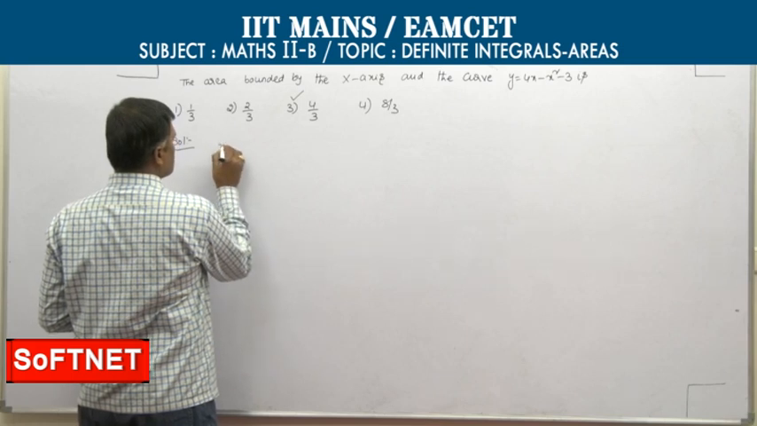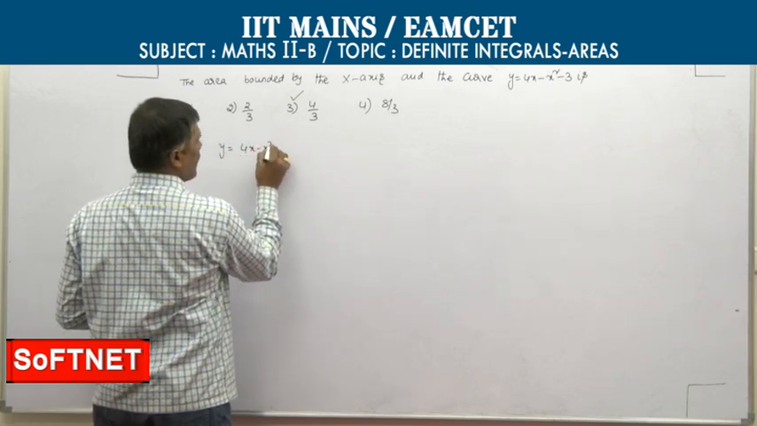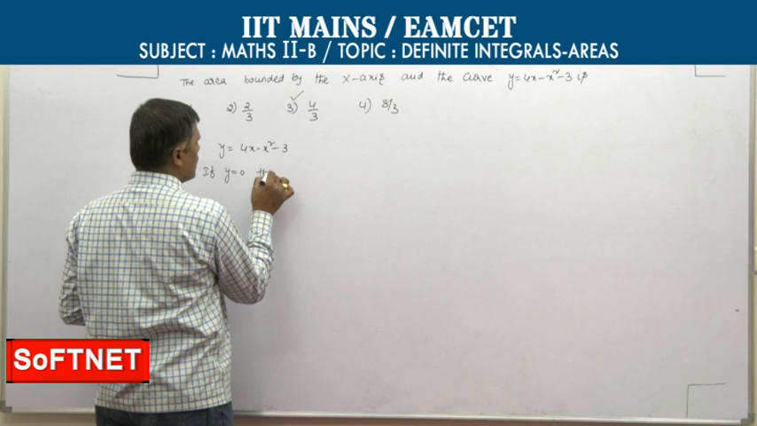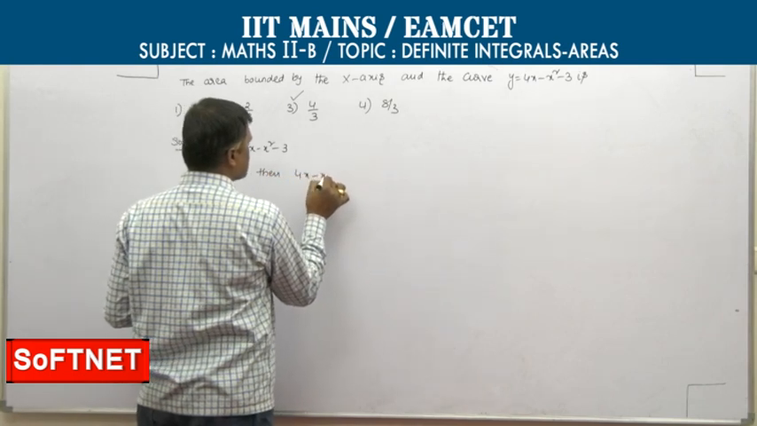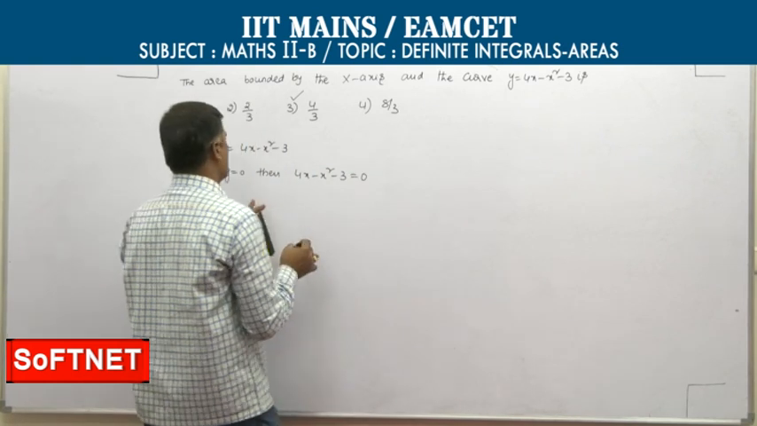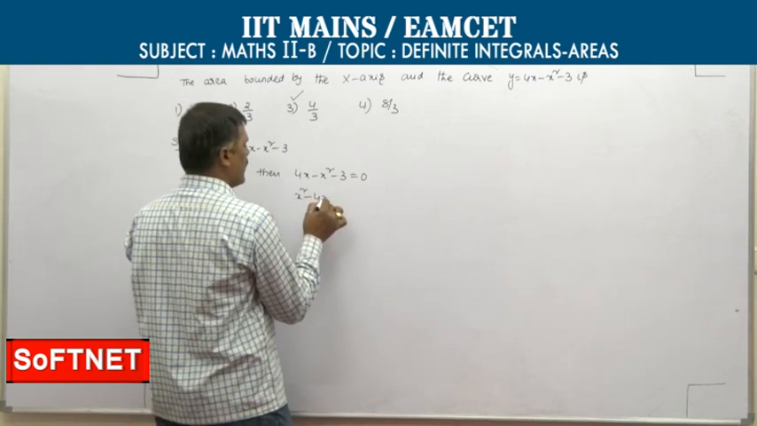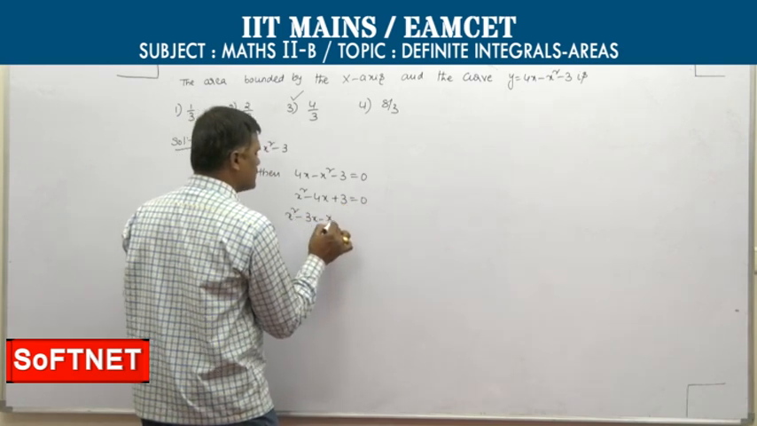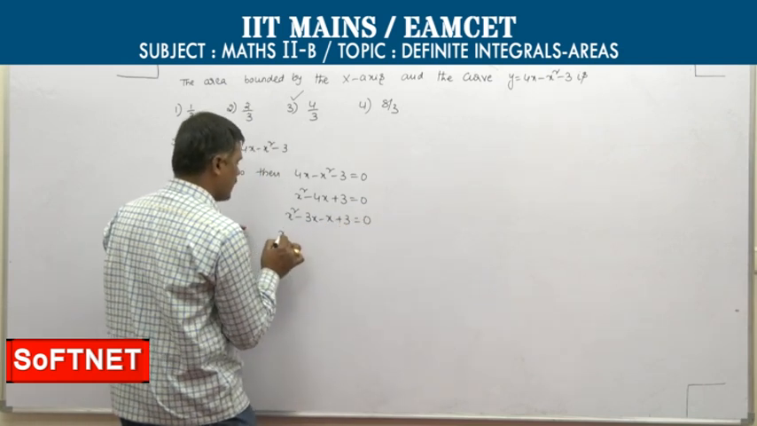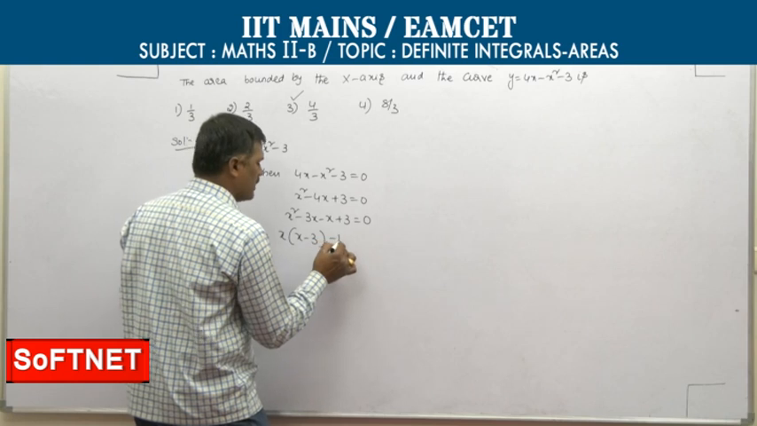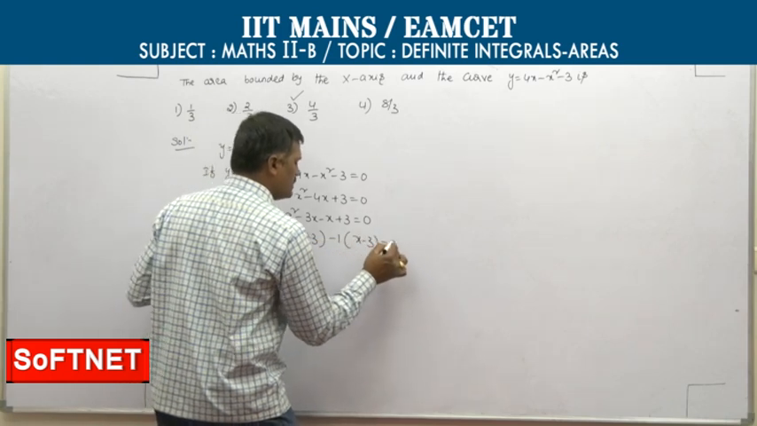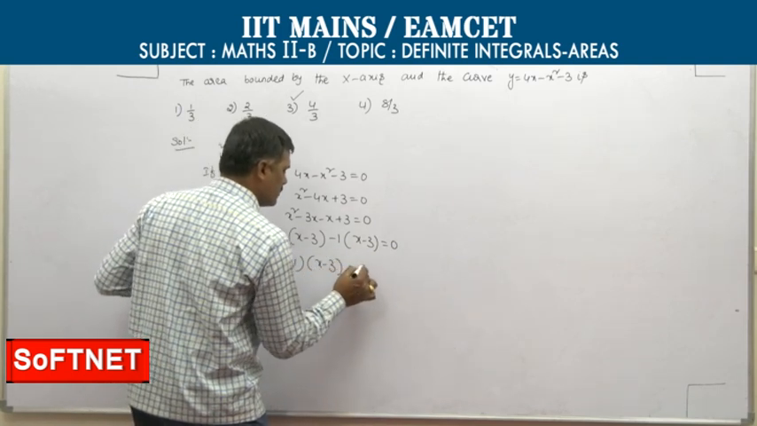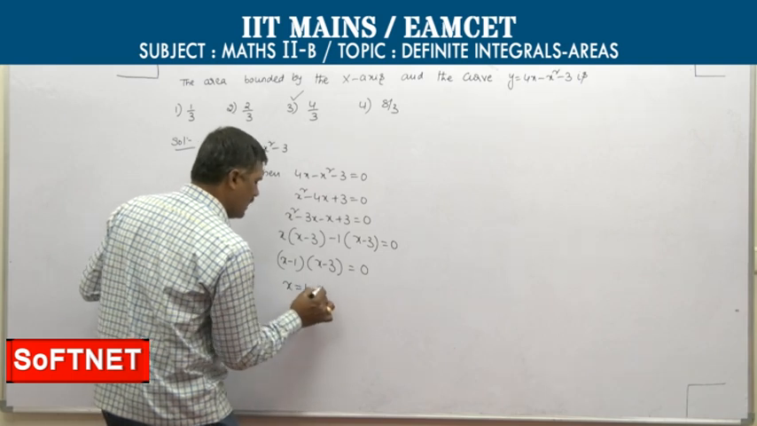So first, the given curve is y is equal to 4x minus x square minus 3. If y is equal to 0, then 4x minus x square minus 3 is equal to 0. Now x square minus 4x plus 3 is equal to 0. Factors: x square minus 3x minus x plus 3 is equal to 0. We can take x common, x minus 3, minus 1 common, x minus 3 is equal to 0. x minus 1 into x minus 3 is equal to 0. x is equal to 1, x is equal to 3.